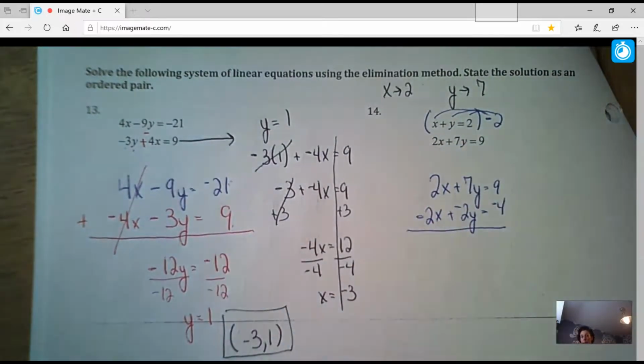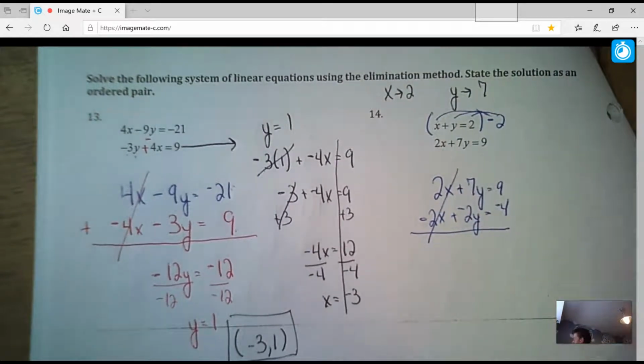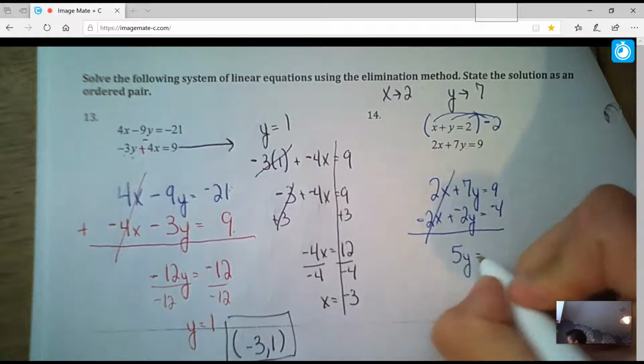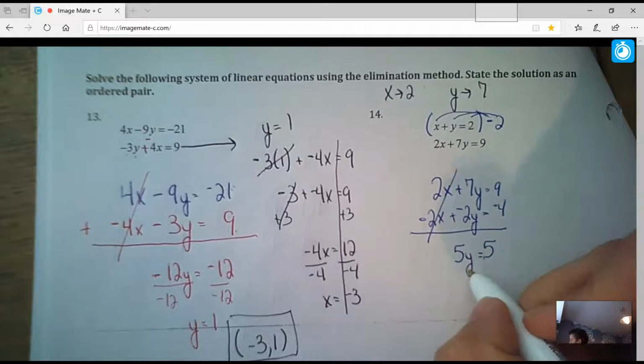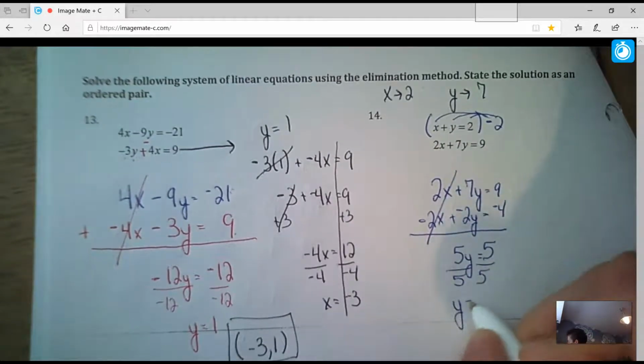So now I'm going to add these up, and now I like this because the x's cancel each other out. When I add up the y's, I get 5y, bring down that equal sign, and when I add up the constant numbers, I get a 5. So at this point, I can just divide by 5 and get my answer of 1.